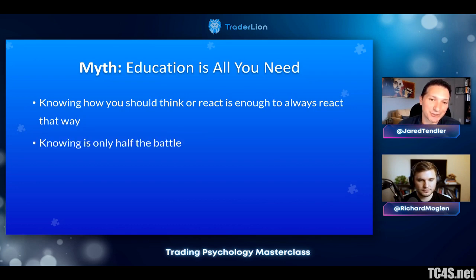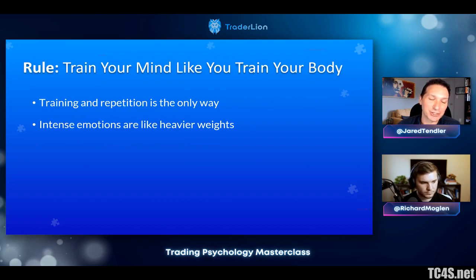And this is something I call the G.I. Joe flaw. For those that know G.I. Joe, it was around when I was a kid. Their tagline was, knowing is half the battle. Well, the other half of the battle is what comes next. That's what this thing is all about, where you're learning to actually train what you know in the right way. You train your mind like you train your body. Training and repetition is the only way.